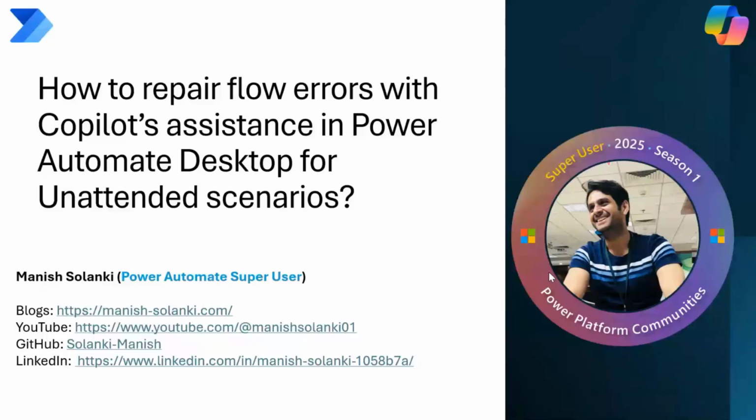I'm going to talk about a very cool Copilot feature in Power Automate for desktop that assists us in detecting the fix for UI errors during flow execution. Before I begin, I would like to give a quick introduction.